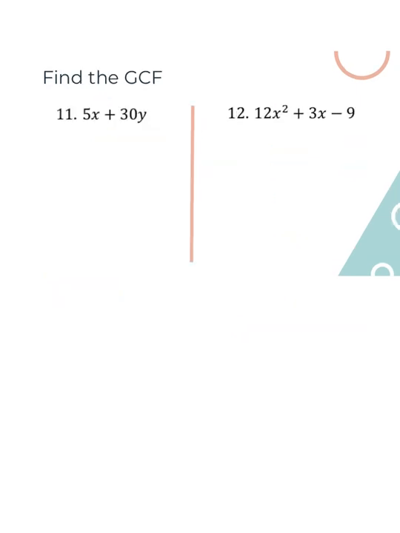Okay, number 11, 5x plus 30y. Okay, so the first thing is find the greatest common factor between my numbers. I know my factors of 5 are 1 times 5. And 30, I know 1 times 30, 2 times 15, 3 times 10, 4 won't go in there, 5 times 6, okay, and now I'm back at 6, and I already have a 6, so I know I rounded the bend, so I'm done.